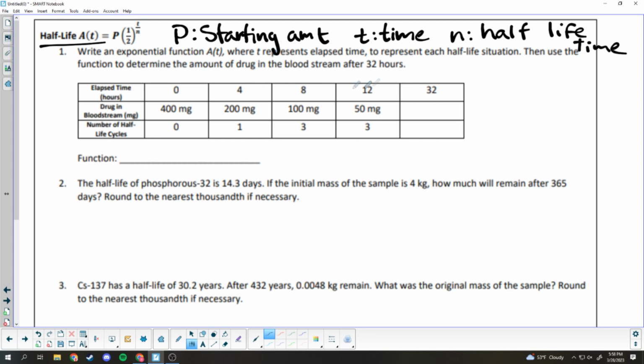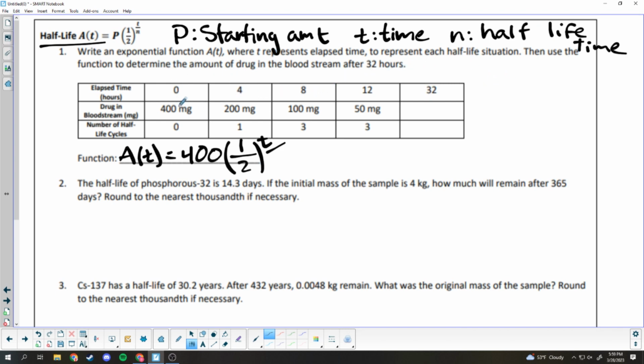So in this case, in problem number 1, they want us to write the function if we have this table and then use it to figure out how much is left in the bloodstream after 32 hours. So here's the function. It's always going to start off with A of t, just amount with respect to time, equals my starting amount, which I can see from my table is 400 milligrams. So we'll just put 400. And then times 1/2 to the power of t, I don't know t yet, I'll just leave it as t, divided by the half-life time. Like how long does it take for 1 half-life cycle to occur?